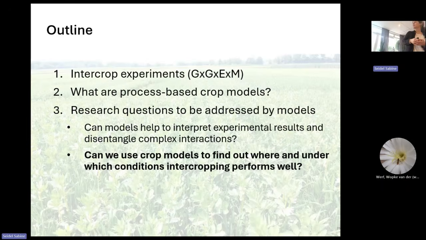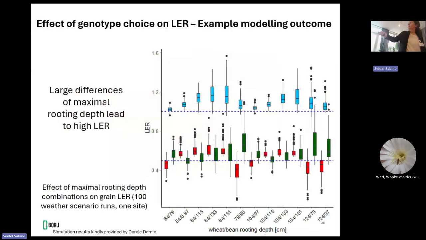This is why you have the box plots. You can see here the LER, and these are the different PLERs. Read the legend. This is the PLER of the wheat in green, and the red is of the bean. I just want to show you that you have different combinations of rooting depth. Here, for instance, the wheat maximum rooting depth was 84 centimeters, and the fava bean 78. In the next scenario, the wheat was again 84 and 97 centimeters for the bean.